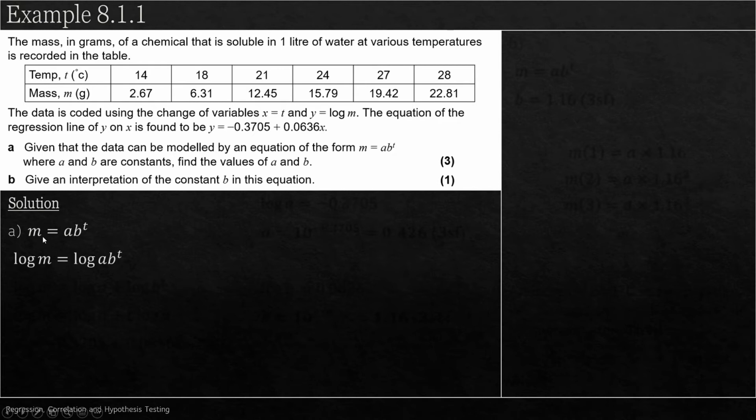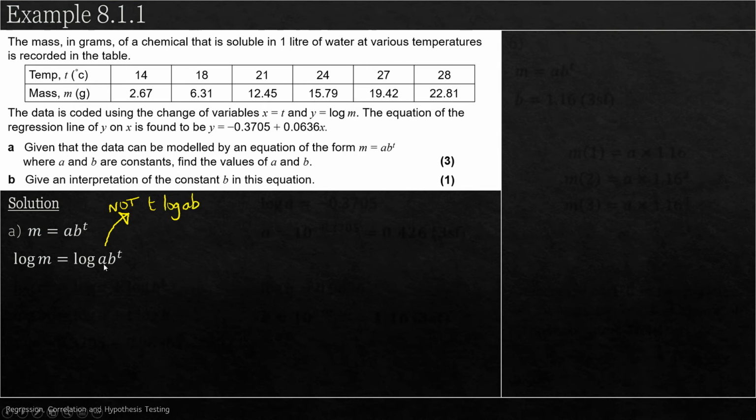So by logging both sides, I've chosen to use log base 10. Could use any log really, but I've chosen log base 10 here. When you can't see a number underneath the log as a subscript, it means log base 10. On the right hand side here, make sure you don't make the common mistake. This right hand side here is not t times log of AB.